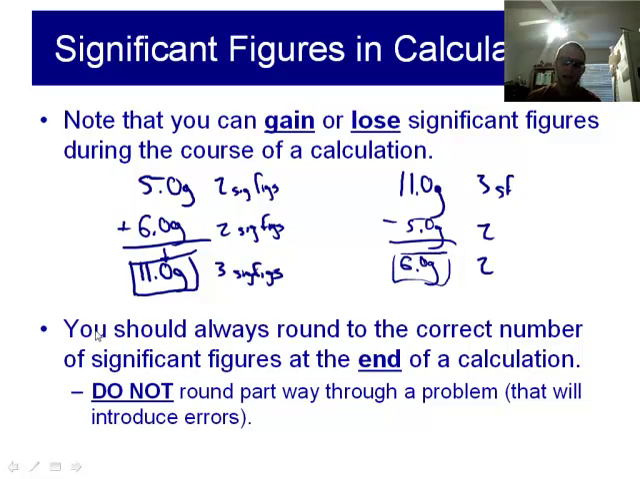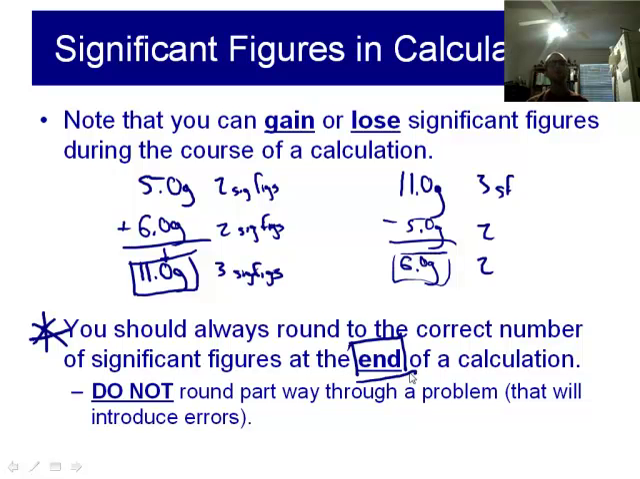Okay? And the second point I wanted to make here, a second note, that's something you should write down, is, I said this before, but I'm going to say it again because it's very important. Always round to the correct number of significant figures at the end of a calculation. If you do it in intermediate steps of the calculation, you're going to introduce rounding errors. That decreases the accuracy of your answer, and it is bad.